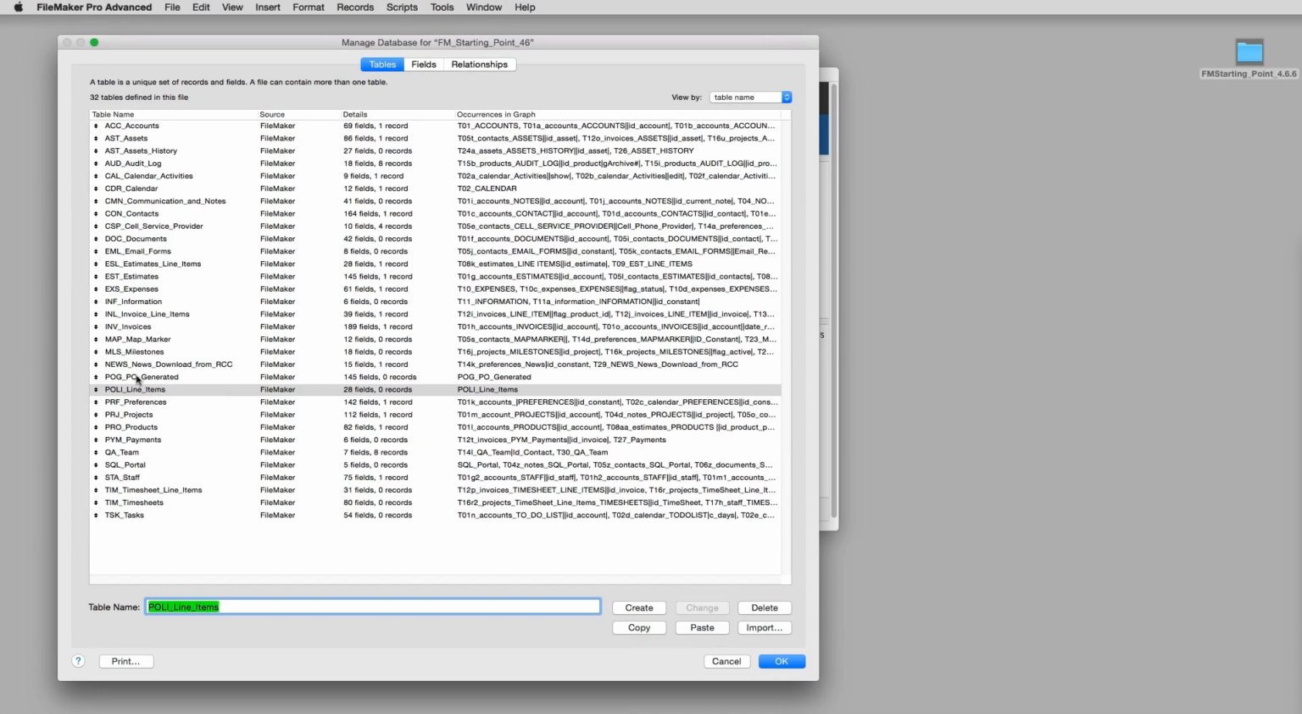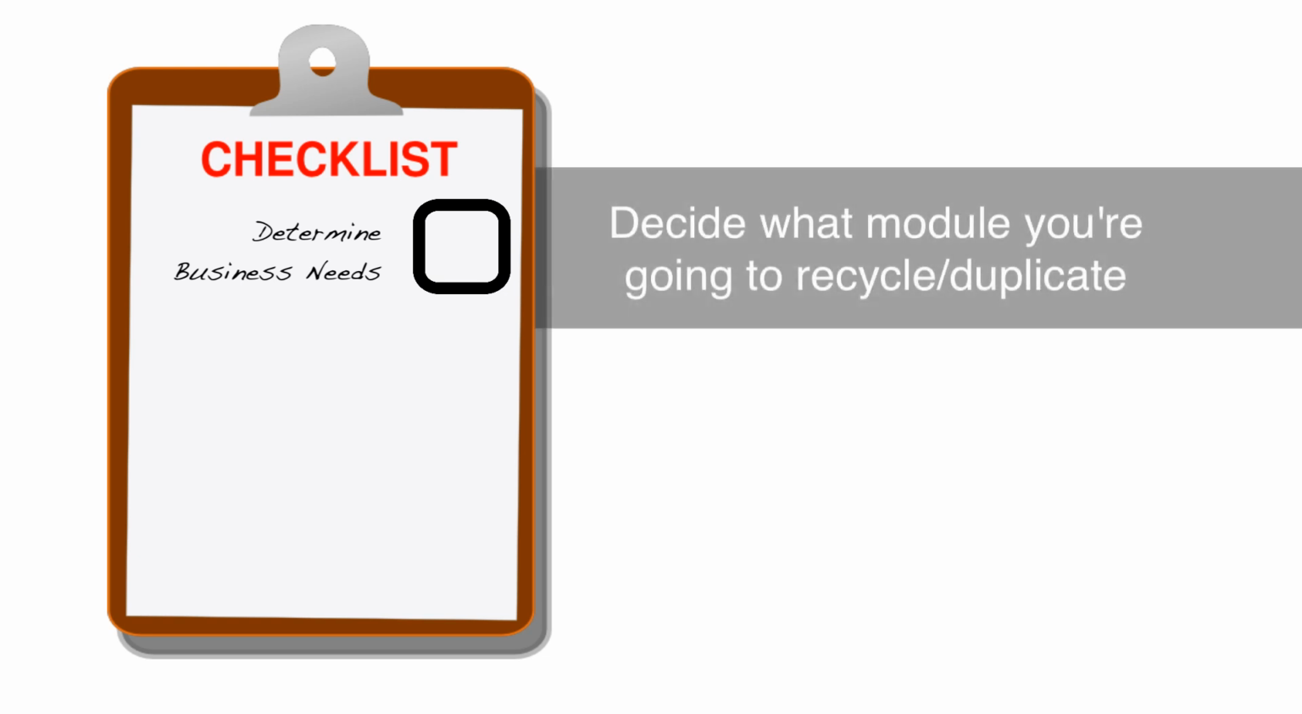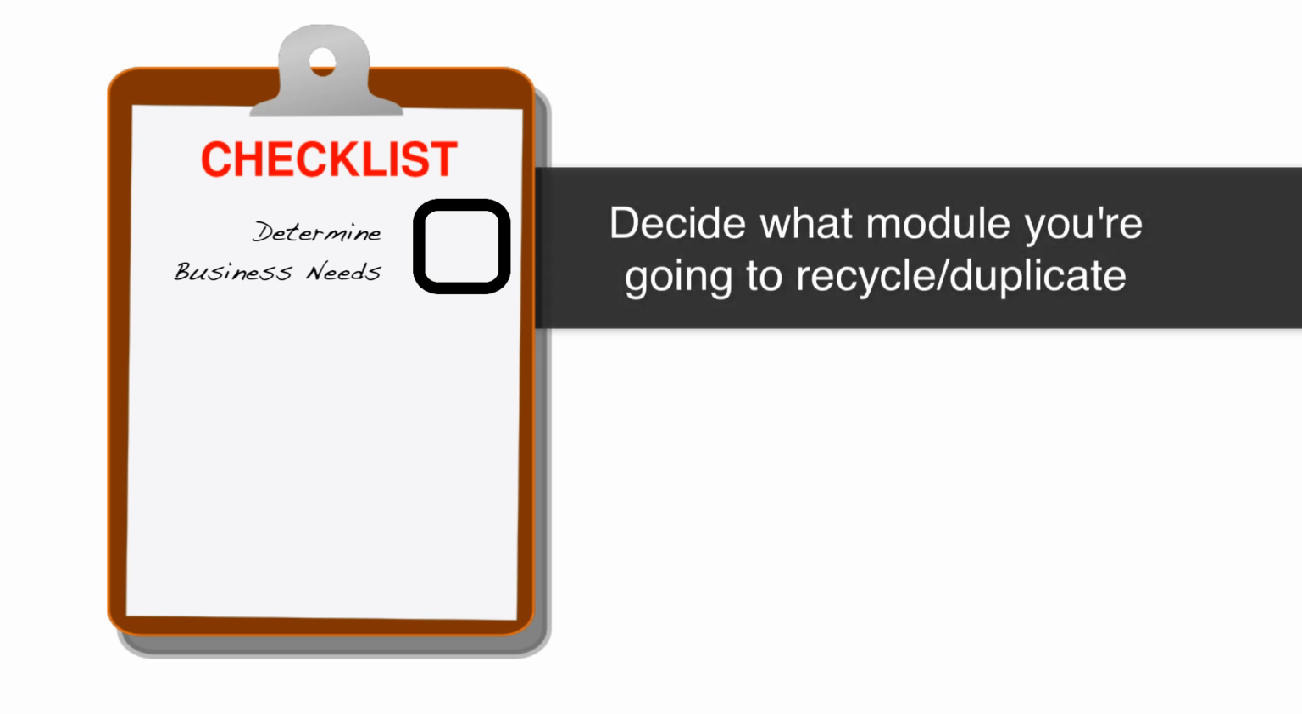Now at this point I want to go ahead and pull out our checklist. We haven't talked about this before, but at this point I think it's useful to have a checklist. So item 1 is to of course determine what our business needs are. And of course your business needs will decide what module you're going to either recycle or duplicate.